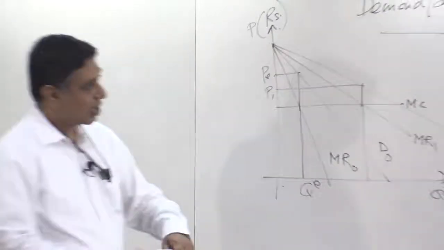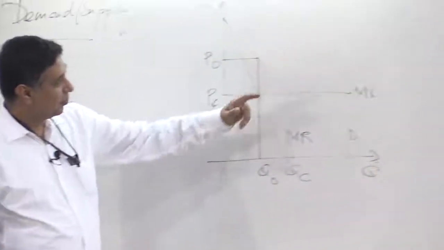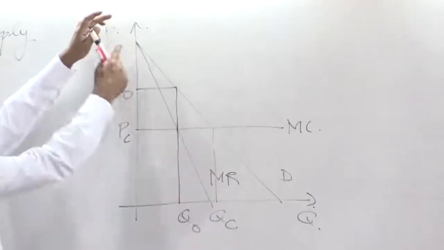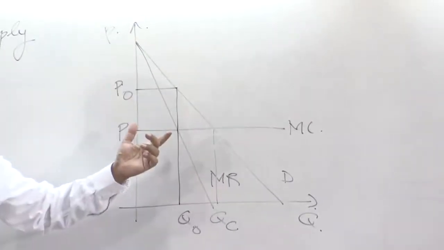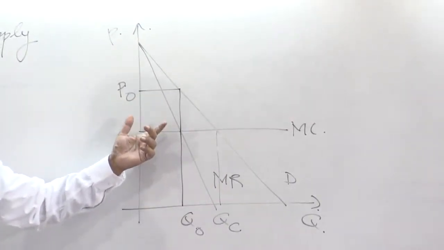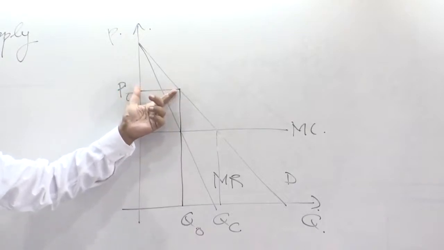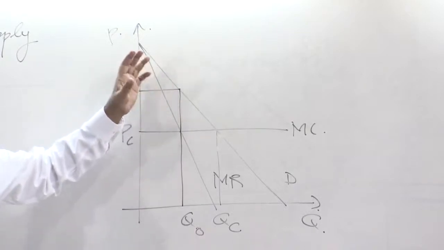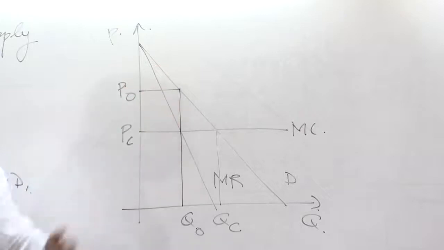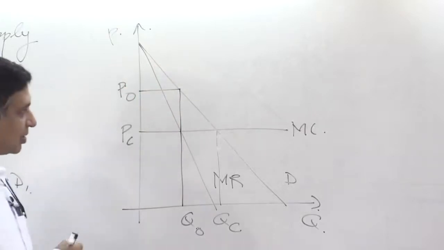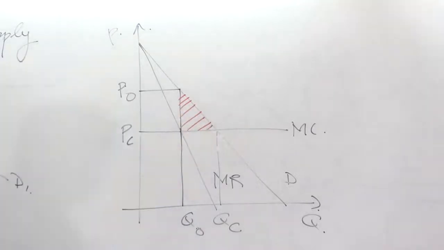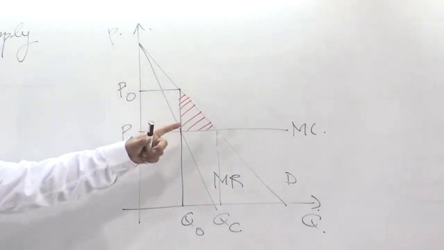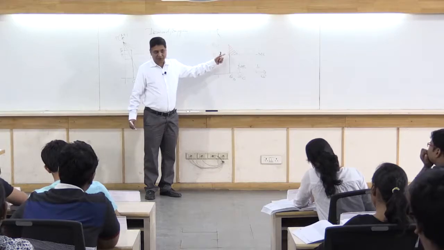With perfect competition, this big triangle would have been the consumer surplus. Now, due to monopolization, the consumer surplus has shrunk. Some of it has gone to the monopolist as profit, but some of it has disappeared. So, this is your deadweight loss. This is the loss due to monopolization.